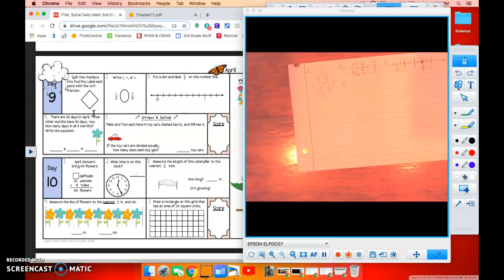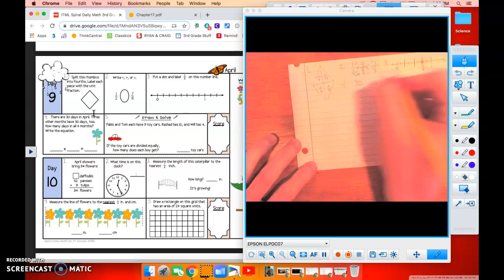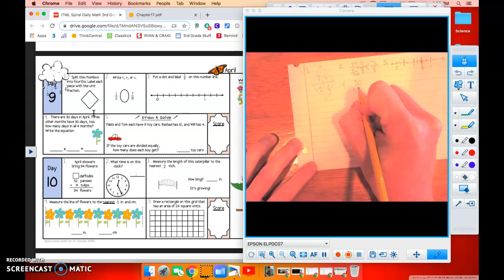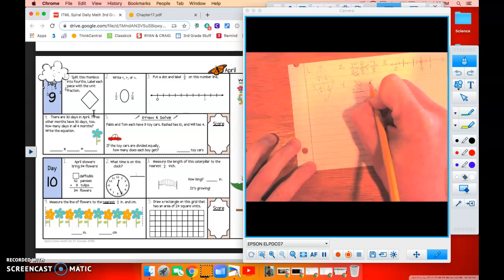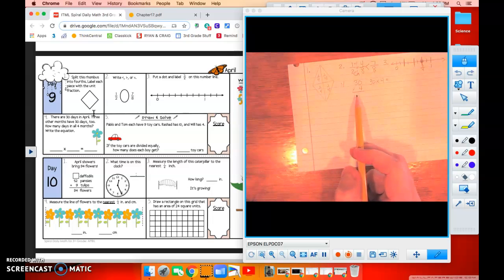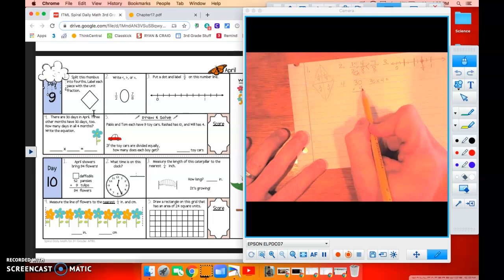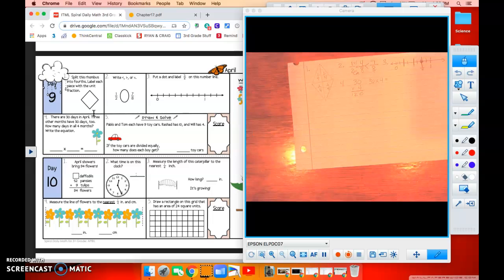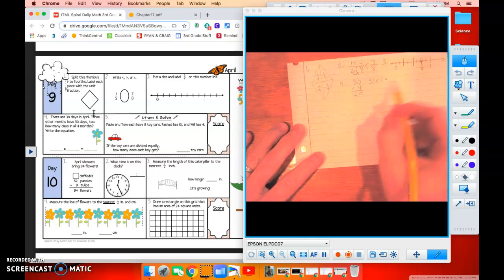There are 30 days in April. 3 other months have 30 days too. How many days in all 4 months? Well, we have 30. We're going to times it by 4. But I'm going to do it this way also. 30 times 4. So for this way, we're going to start, and I see 0 times 4 is 0. 3 times 4 is 12. So I'm seeing 120 days on there.